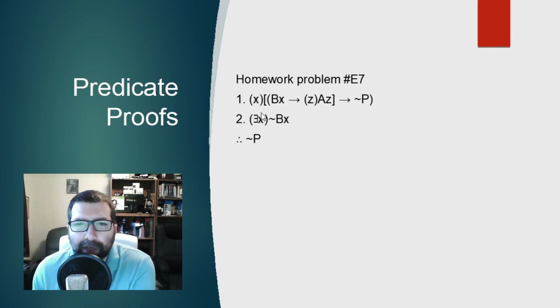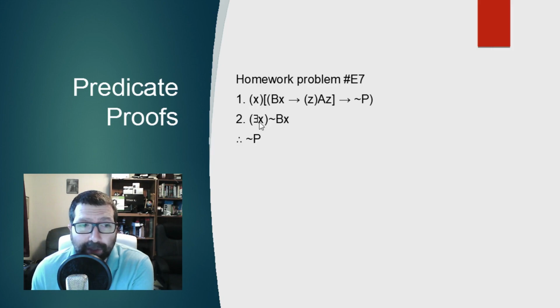And then we've got this other one here, that there exists some x such that it is not the case that x is b. Now, unlike the other arguments that we've been looking at, these are not themselves statements that we can use for modus ponens, modus tollens, or whatever. These are statement functions, a way of generating further statements.